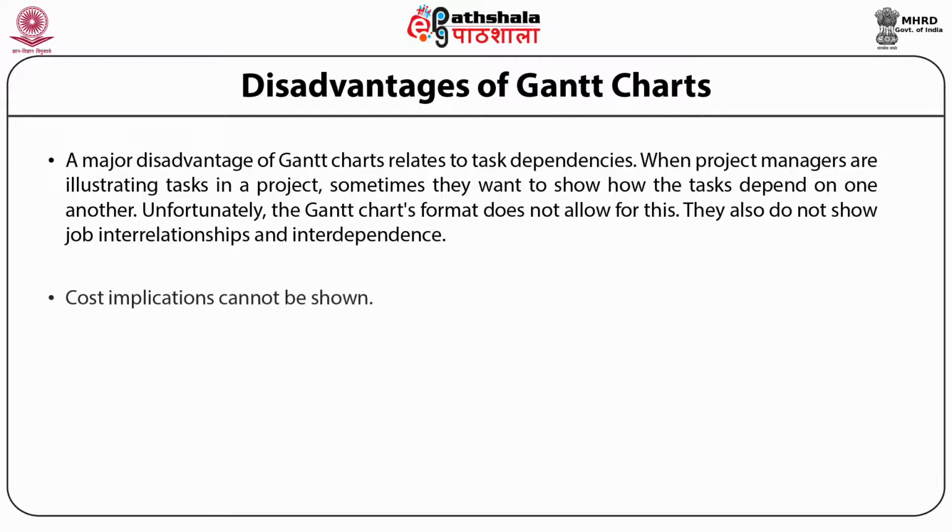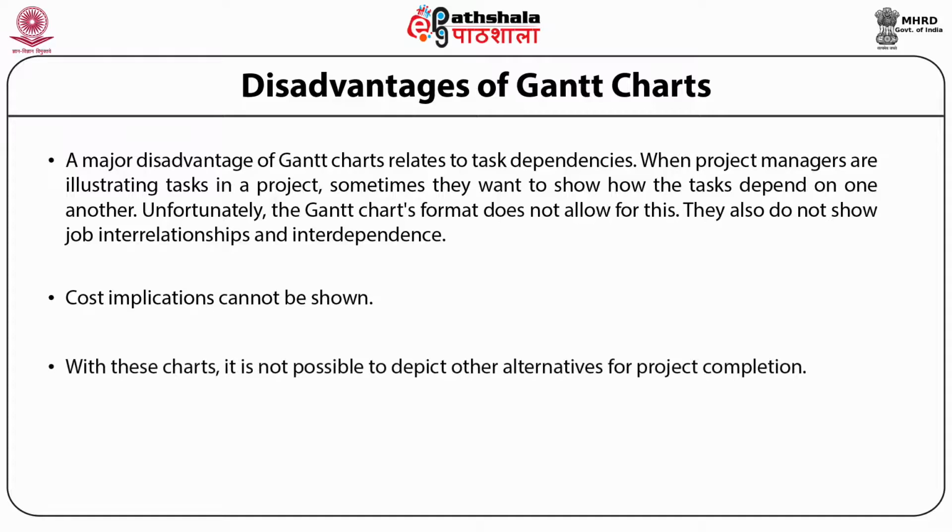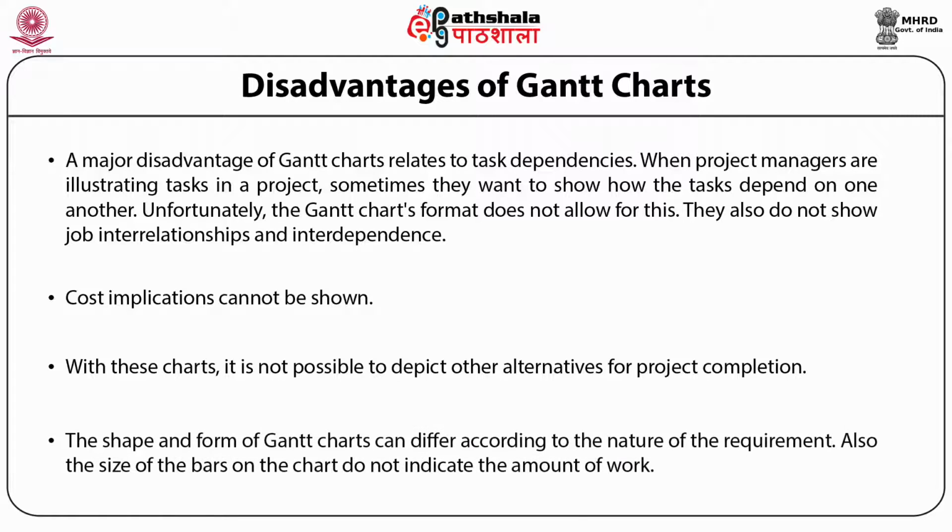Secondly, cost implications cannot be shown in the Gantt charts. Thirdly, with these charts, it is not possible to depict other alternatives for project completion. Fourthly, the shape and form of Gantt charts can differ according to the nature of the requirement. Also, the size of the bars on the chart does not indicate the amount of work.